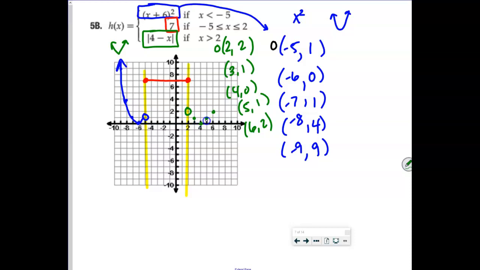And they already told me that this is a V shape because it's absolute value. But not the whole thing, obviously, because it's cut off on its domain. Nice job, group. High fives all around. That was beautiful.